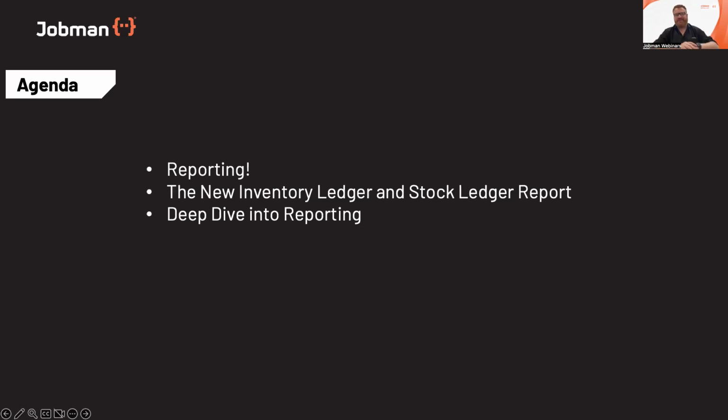It's a very simple agenda. Reporting with two serious main focuses. Number one, the new stock ledger report backed by the new inventory ledger. I'm going to show you what that means, what it does, how it can be used, and most importantly, because it's a little bit different to the other reporting you will have seen in Jobman, basically how to interpret what's happening.